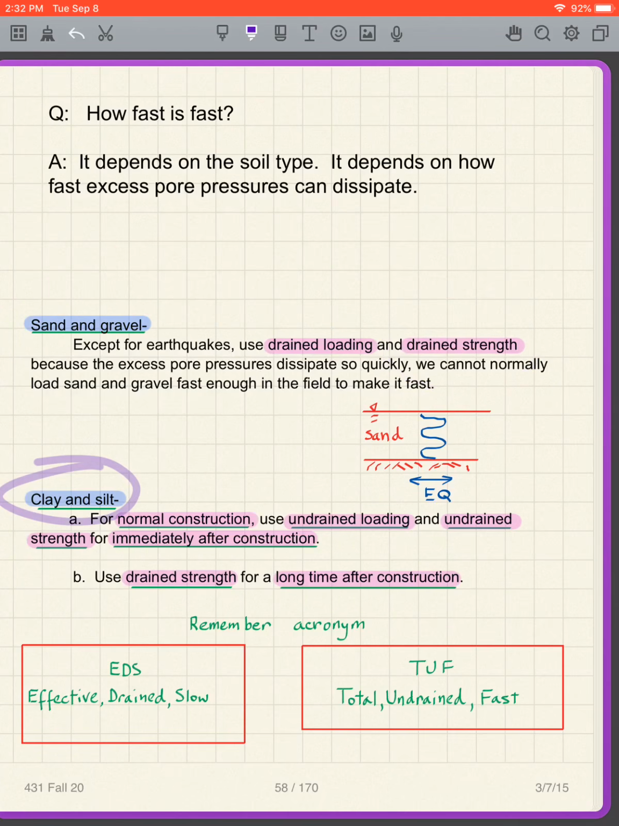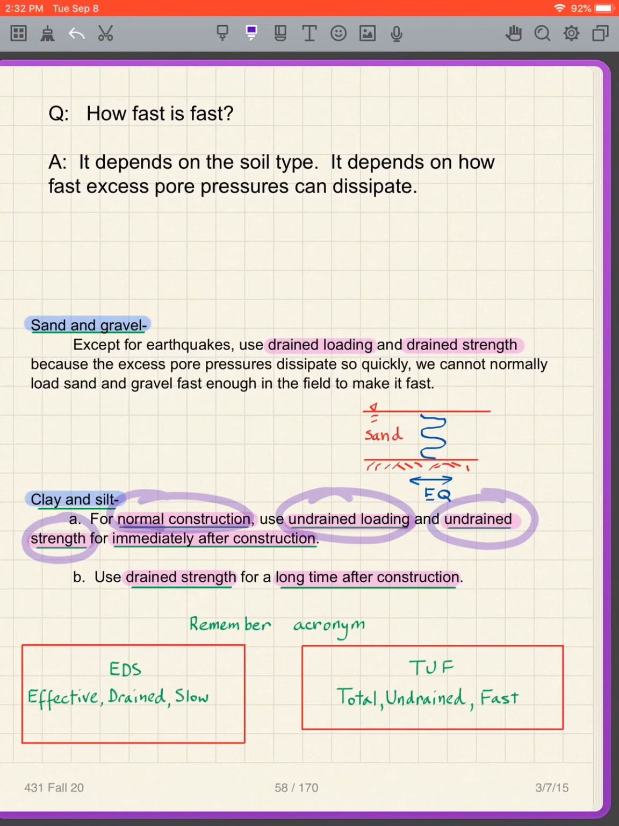Clay and silt, on the other hand, what do we find? Well, it's all relative, but we'll put some numbers on it. For normal construction using clay and silt, we're going to be concerned with undrained loading and undrained strength for immediately after construction. Even if it takes a couple of years to build our structure, that is not long enough to dissipate the excess pore pressures.